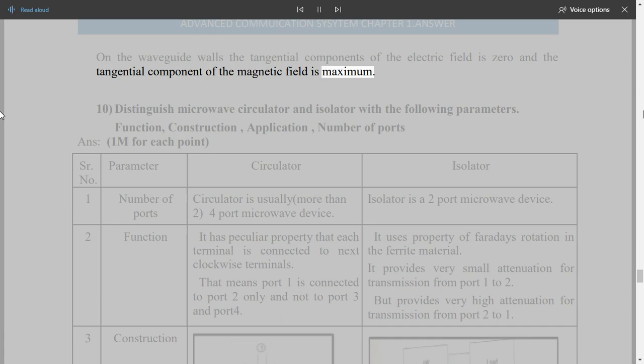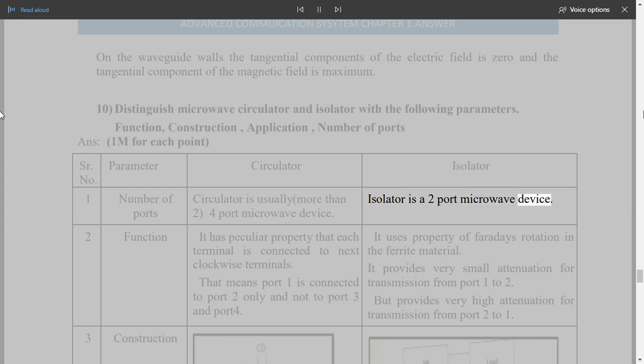Distinguish microwave circulator and isolator with the following parameters: function, construction, application, number of ports. Answer, 1 mark for each point. Serial number, parameter, circulator, isolator. 1. Number of ports: circulator is usually a more than 2 port microwave device. Isolator is a 2-port microwave device.